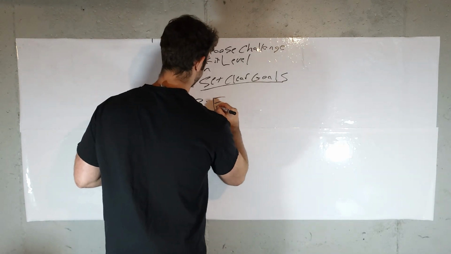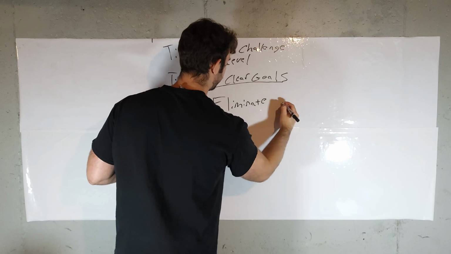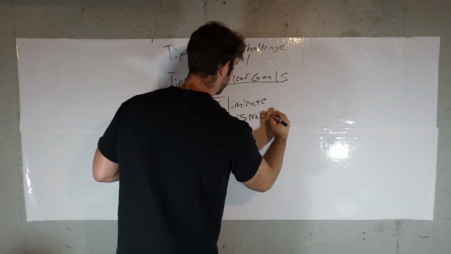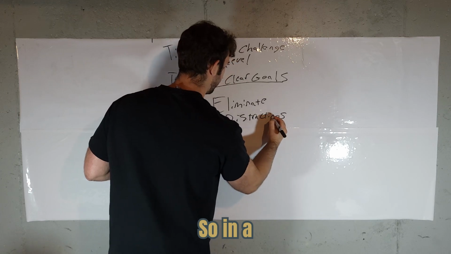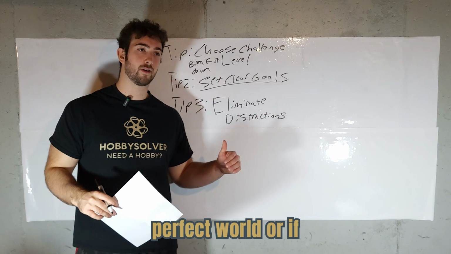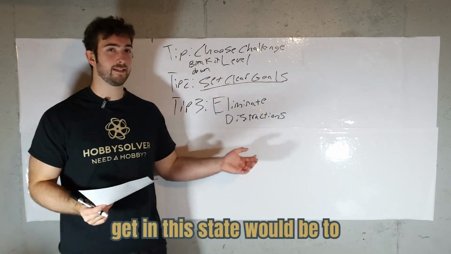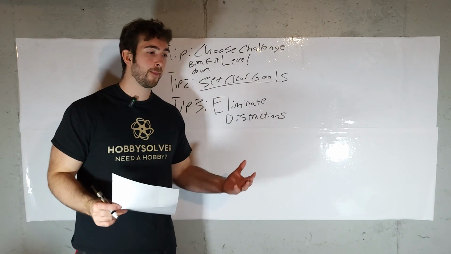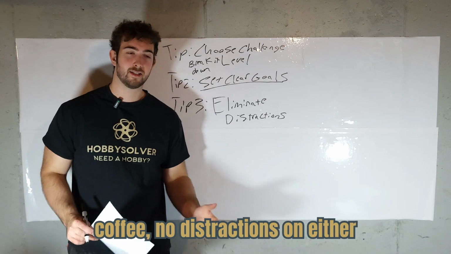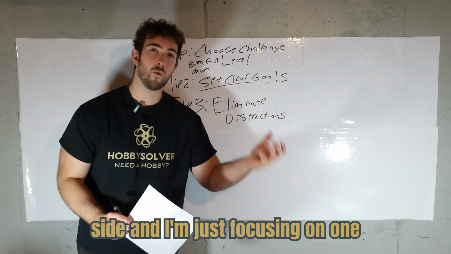Tip 3, this is beneficial for getting into the flow state and staying in it, which is just eliminate distractions. So in a perfect world, or if you're like me, the easiest way to get in this state would be to put on earmuffs, have a cup of coffee, no distractions on either side, and I'm just focusing on one thing.